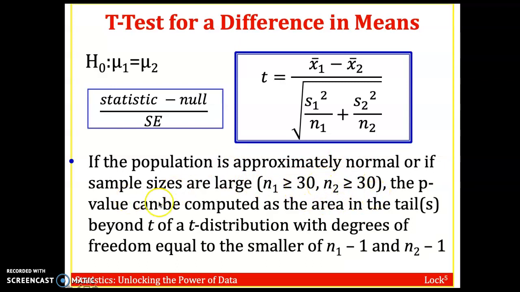And the p-value is going to be computed as the area of the tails beyond the t of a t-distribution, and we're going to use the same degrees of freedom. The smaller of n1 minus 1 and n2 minus 1. All right, so I've got one example to look at, one hypothesis test.